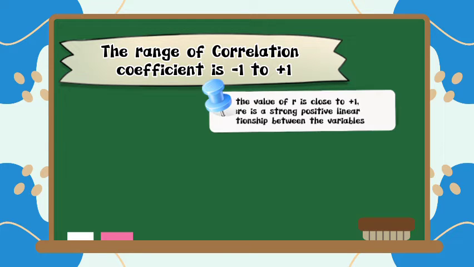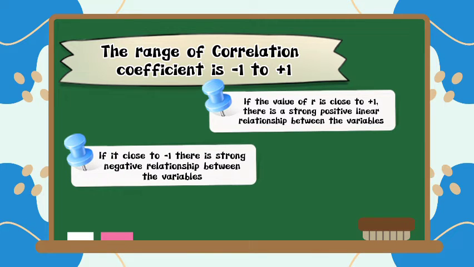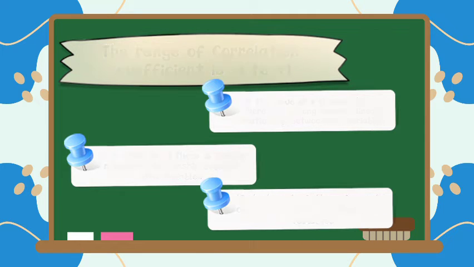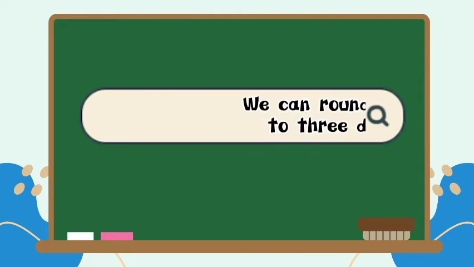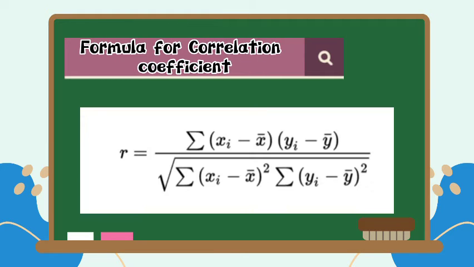If the value of r is close to +1, there is a strong positive linear relationship between the variables. If it is close to -1, there is a strong negative relationship between the variables. If it is close to 0, there is a weak or no relationship between the variables. We can round the value of r to 3 decimal places. Here is the formula for the correlation coefficient. The formula looks somewhat complicated, but using a table to compute it will make it easier for us to determine the value of r.